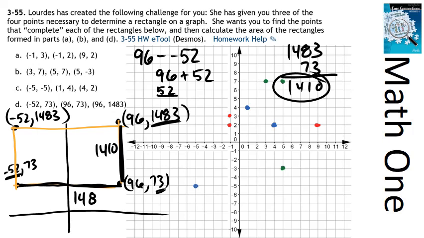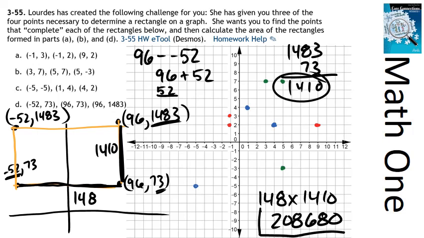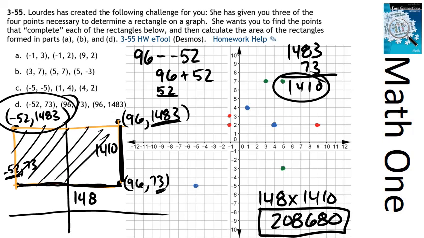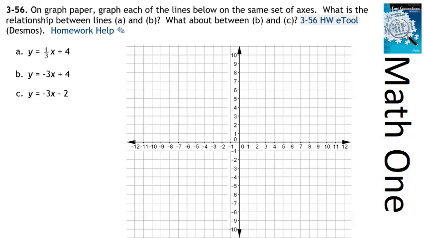Now the area of that rectangle would just be the product of those two numbers. In other words, 148 times 1,410, which I believe is 208,680. So this is the area. Definitely would not want to try and find either the points or the area by plotting them, but this was the point that was missing, negative 52 and 1483, and the area of this beautiful rectangle that's quite large is 208,680. Okay, super fast, super fun, super easy.